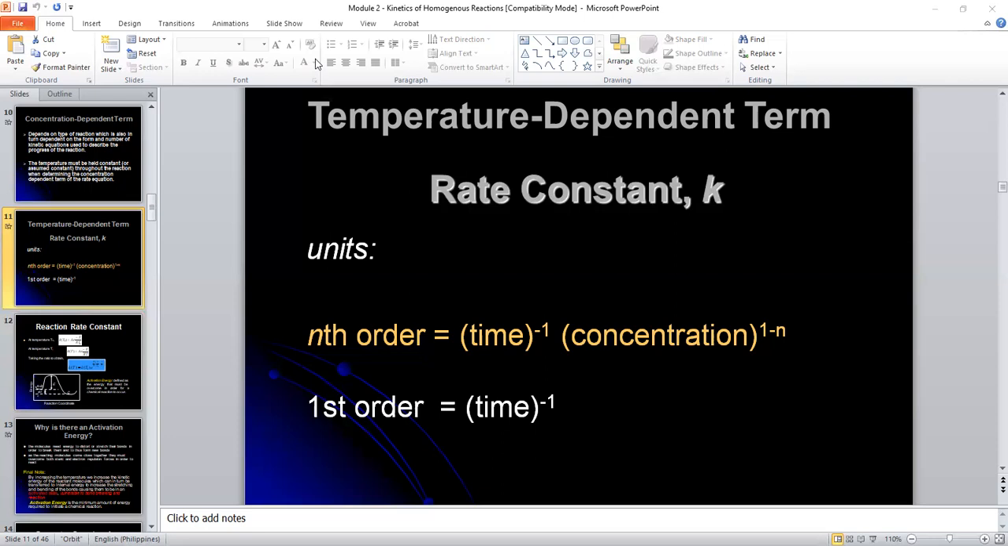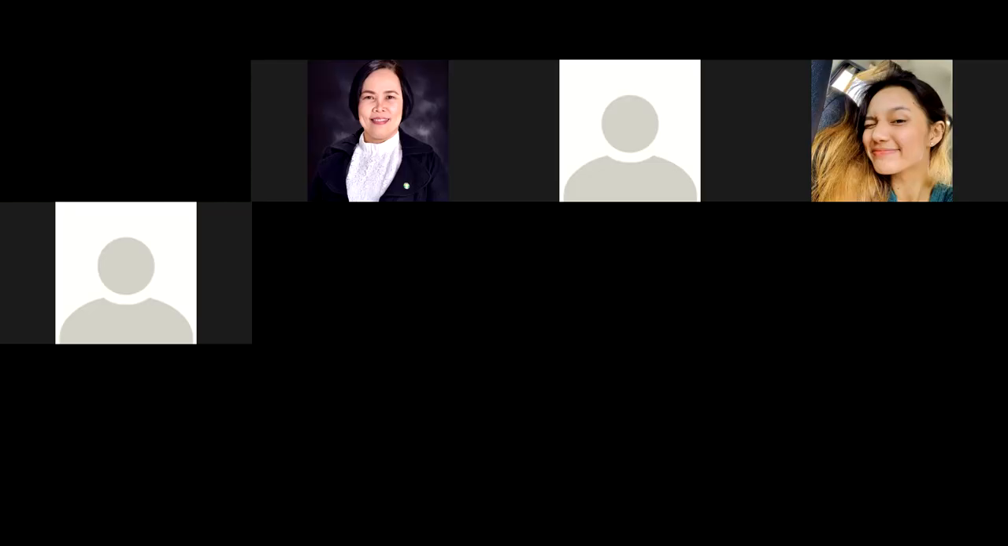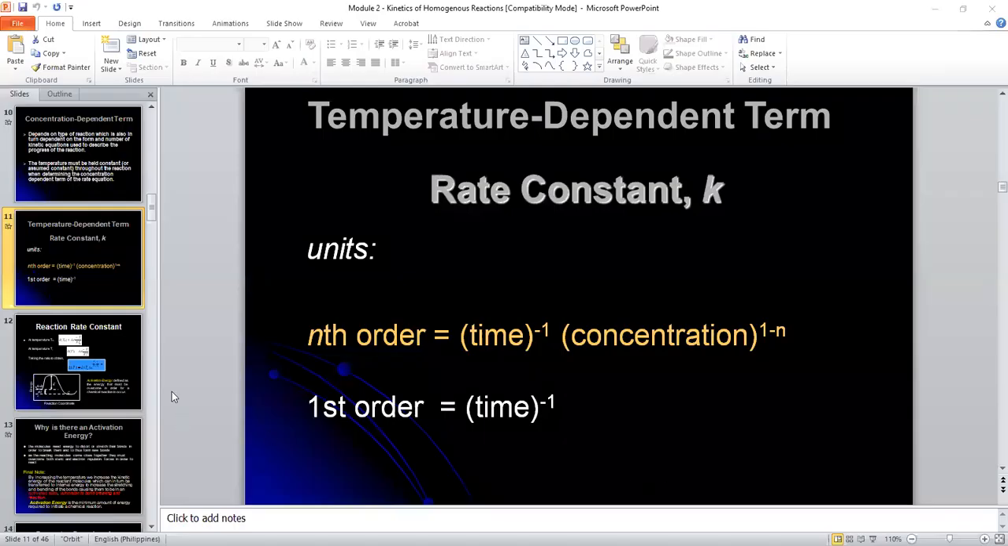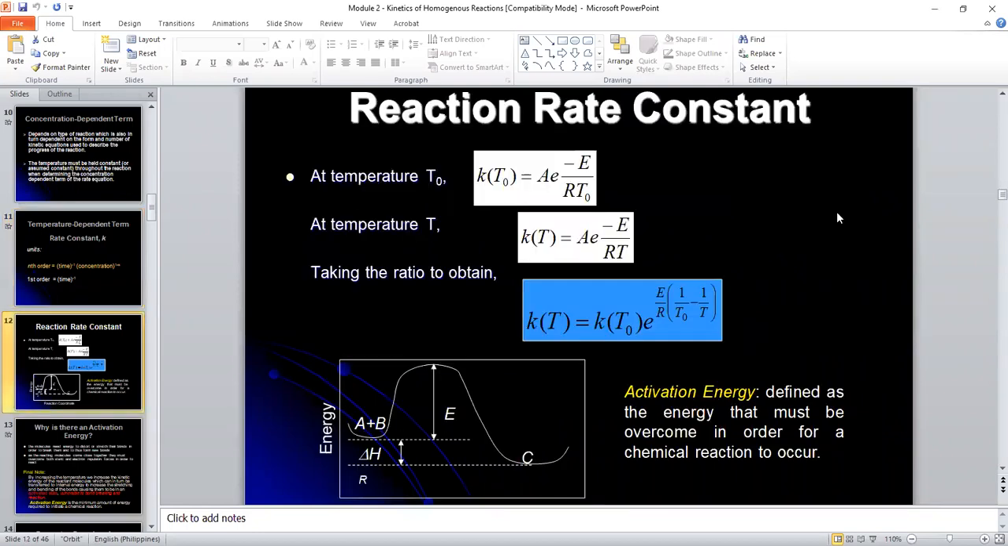Excuse me, class, give me 2 minutes. Let me share my screen again, class. Can you see my screen, class, for reaction rate constant?